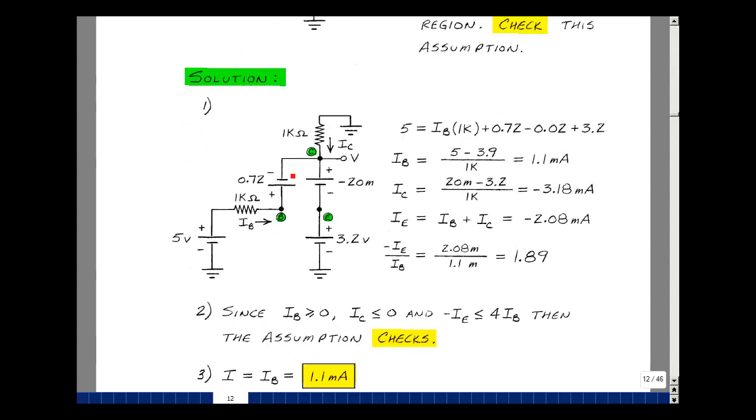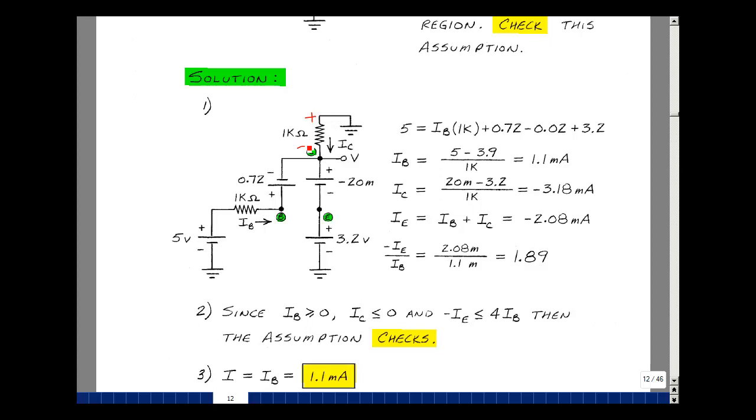Let's go around the loop this way. The rise in voltage is 5, the drop is IB times 1K, 0.72, and then a minus 0.02, and then 3.2. And I can solve for I sub B. It'll be 5 volts minus this quantity. This turns out to be 3.9 on our side of the equation, a minus 3.9, then divide by 1K, and you get 1.1 milliamps.